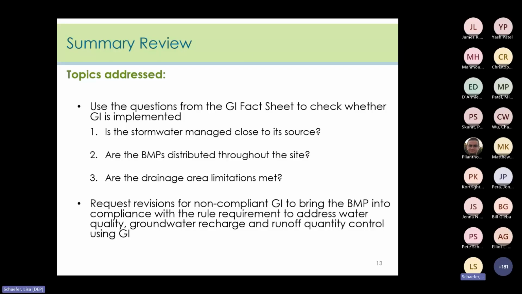All right, on the previous slide, I showed the project did not comply with the design and performance standards for water quality, quantity control, and groundwater recharge. So like I said, we need a redesign.